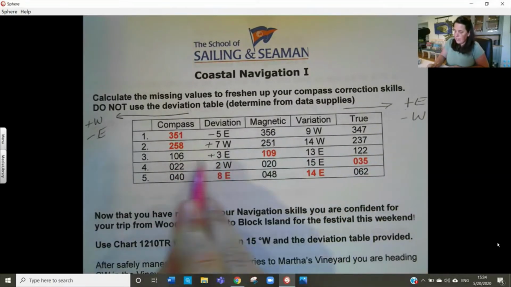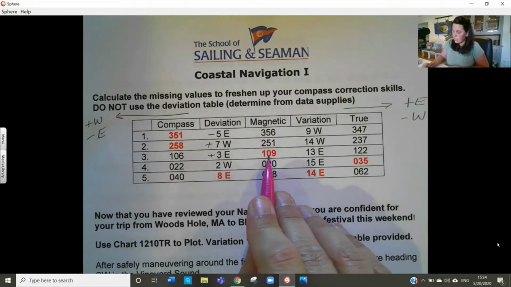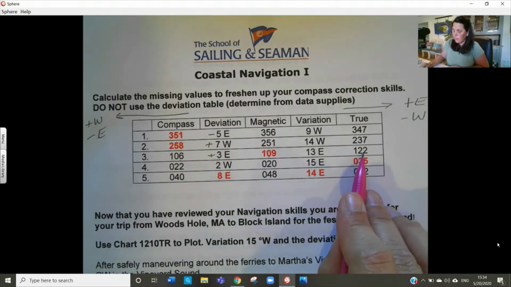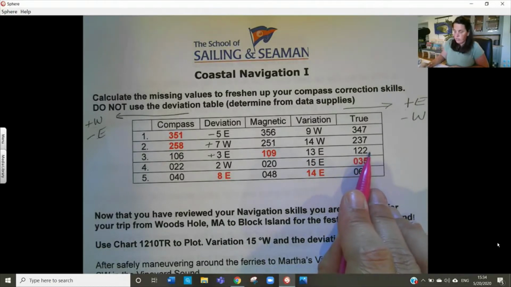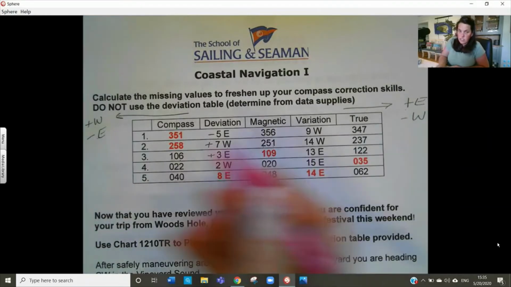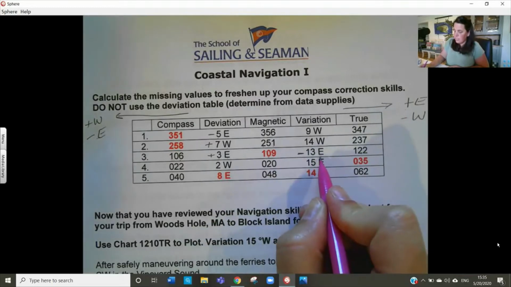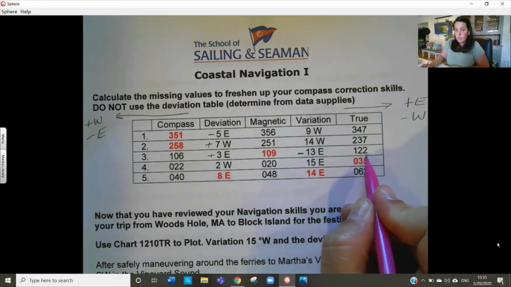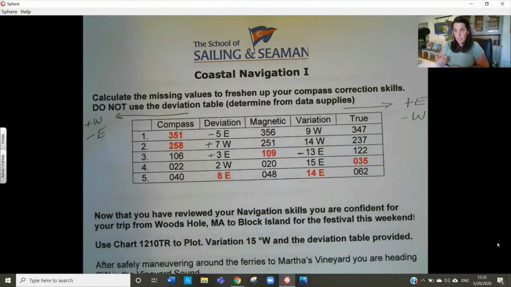So if I add that, I get 109. Let's check it to see if it works out going this way. I have 122 true, and then 13 east for variation. If I'm going this direction, I'm going to be subtracting that east. So 122 minus 13 gives me that 109. That checks out.